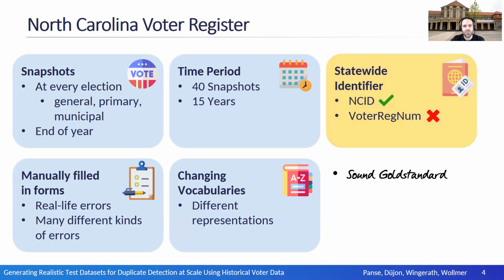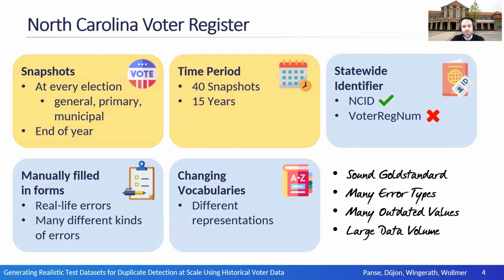In summary, the statewide ID allows us to connect the individual records based on their corresponding real-world entities, and thus to construct a sound gold standard. The hand-filled forms and the changing vocabularies ensure that we have many real and diverse errors. The large time span provides us many outdated values, and the large amount of snapshots yields us many and large duplicate clusters, which made this register a perfect source for our study.